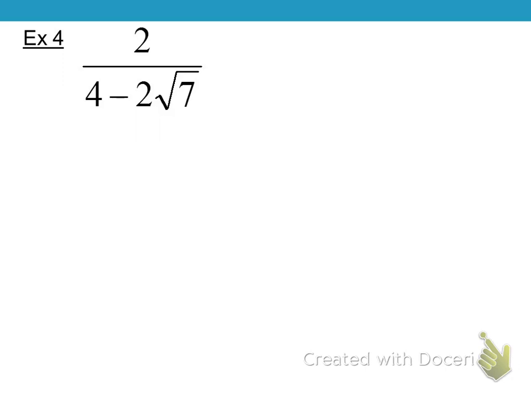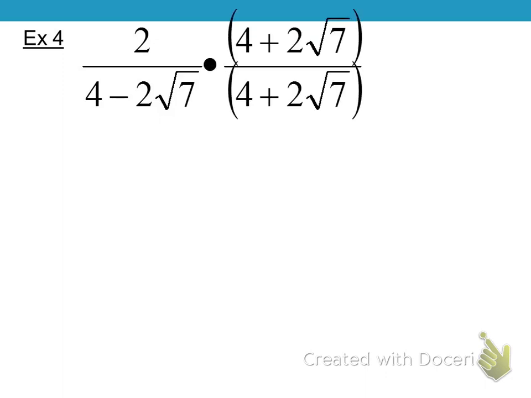4 plus 2 square root 7, top and bottom. Wait, they just changed the sign. That's the trick. You change the sign so that when you double distribute, the middle terms will go away.